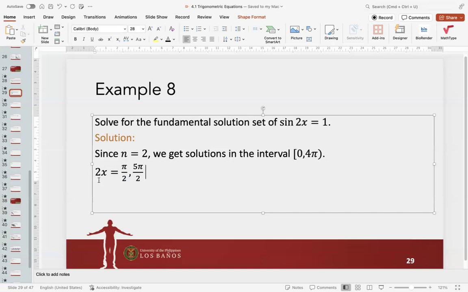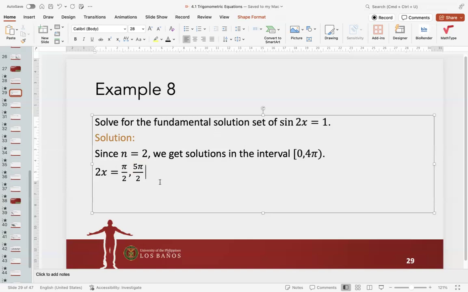But then, again, when we want to find the fundamental solution set, our answers must be angles from 0 up to 2 pi, except for 2 pi. But we know that because 5 pi over 2 is in the second cycle, this must be more than 2 pi. So how are we going to bring these solutions back to the first cycle, back to 0 to 2 pi?